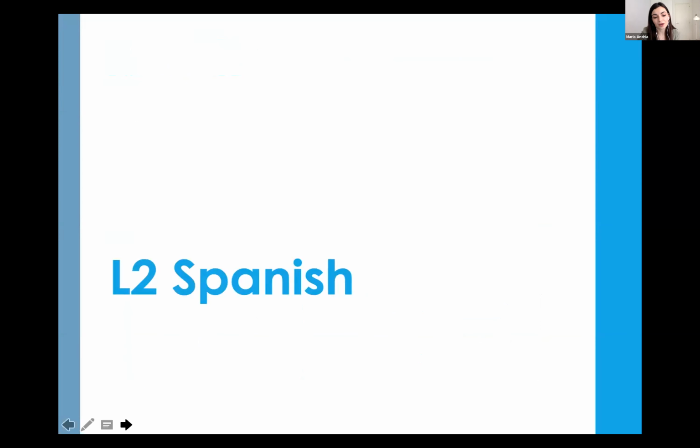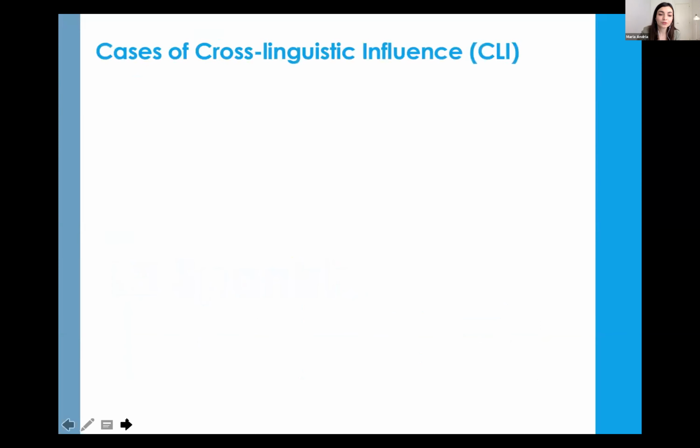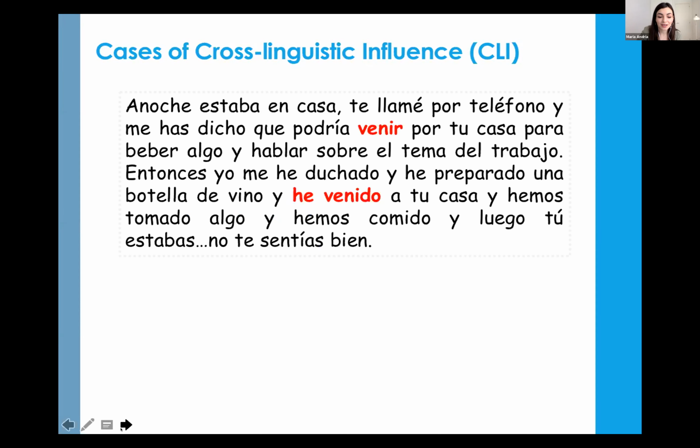So now we'll show you some more examples from the data. First of all, the cases of the cross-linguistic influence.